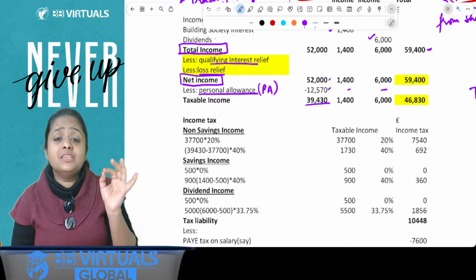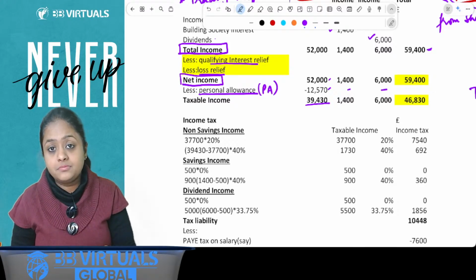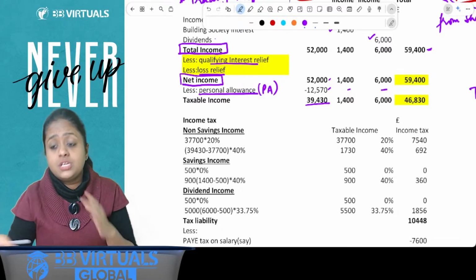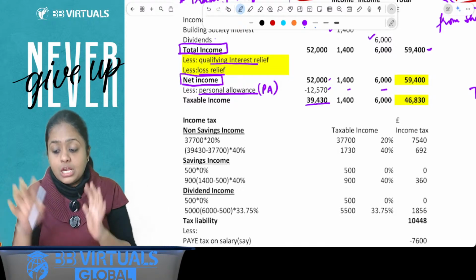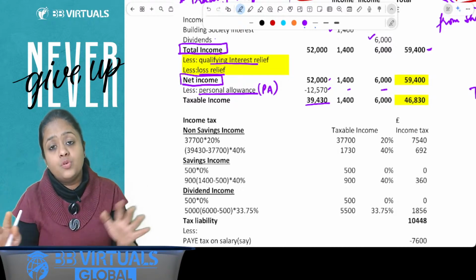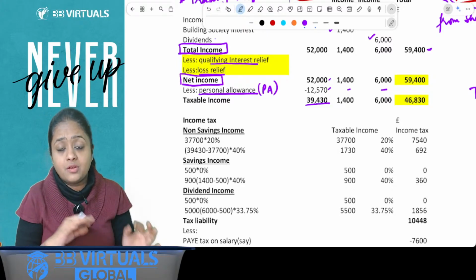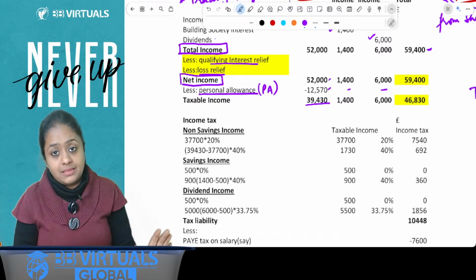Next point, ma'am, is if PA is not fully adjusted, can we carry it forward to the next year? No, you cannot. The PA which is not adjusted, which is remaining, cannot be carried forward into the next tax year. It will lapse in the current tax year only. You cannot take it to the future year. So no carry back, no brought forward PA and no carry forward PA, nothing.